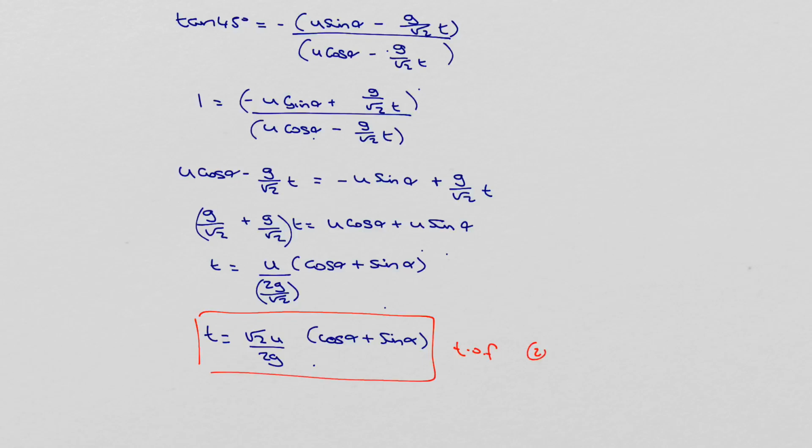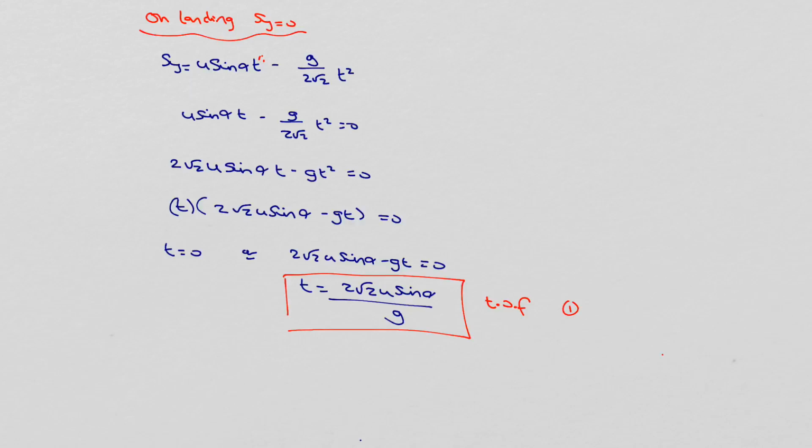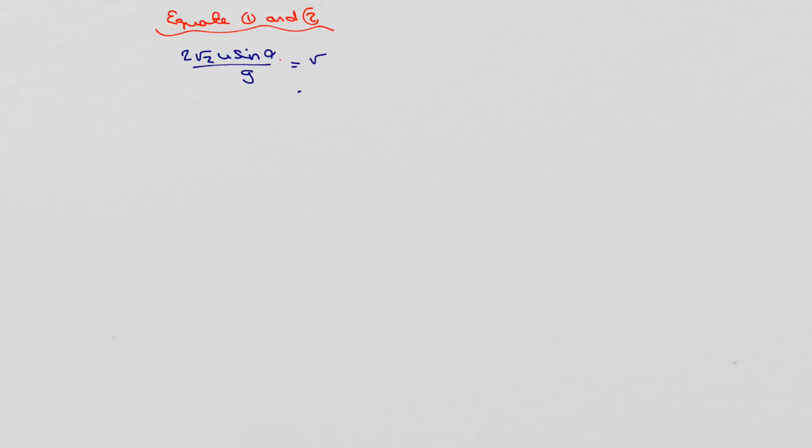So if I call that equation 2 and I go back to my other time of flight and I call that equation 1, well, both of them represent the same time when the particle is landing. So therefore what I'm going to do now is I'm going to equate 1 and 2. Okay, now if I equate 1 and 2, well, I have 2 root 2 u sine alpha over g, and that will equal our second equation here, root 2u over 2g times cos alpha plus sine alpha.